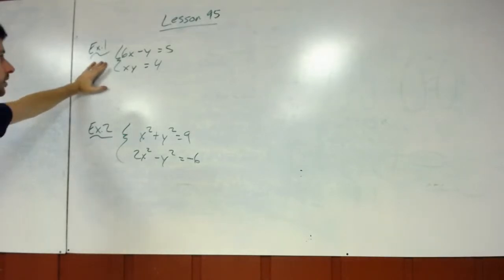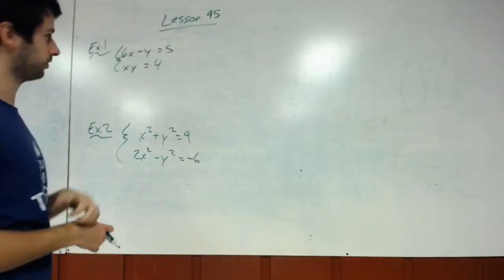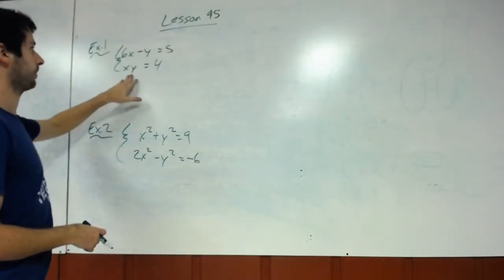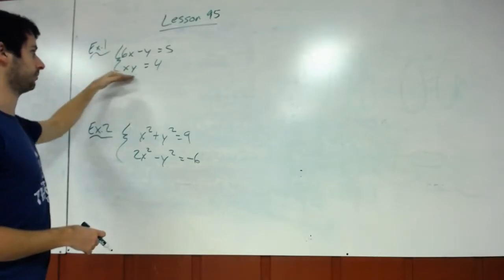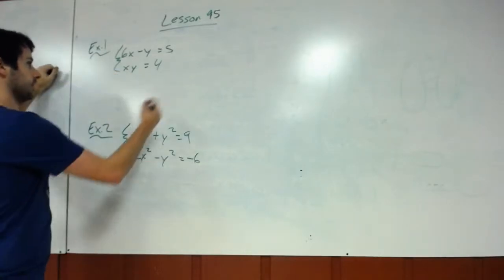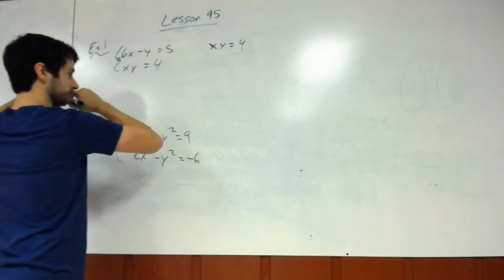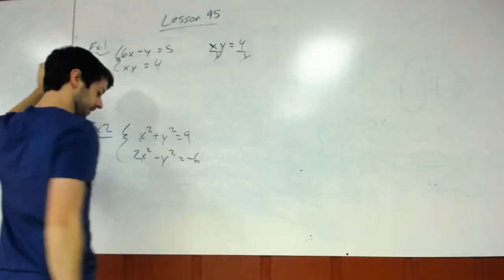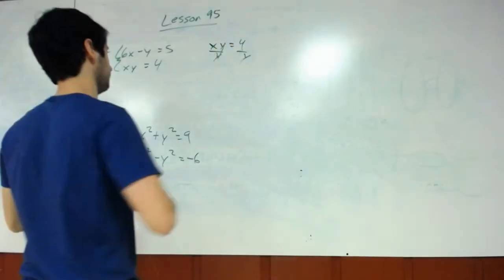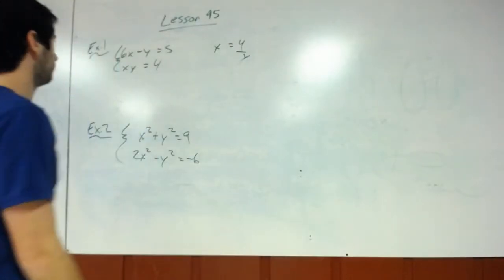So, there are different ways you could do this. I am going to show you the way of getting x by itself in the bottom equation. Okay, so we have xy equals, or x times y equals 4. So to get x by itself, I divide by y. All right, so I get left with x equals 4 over y.